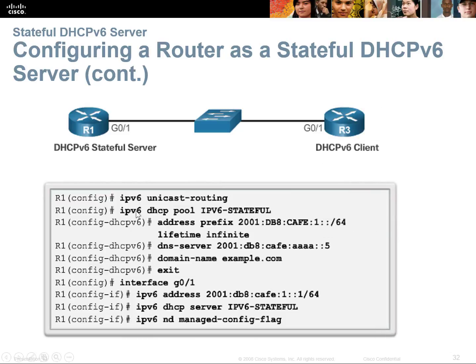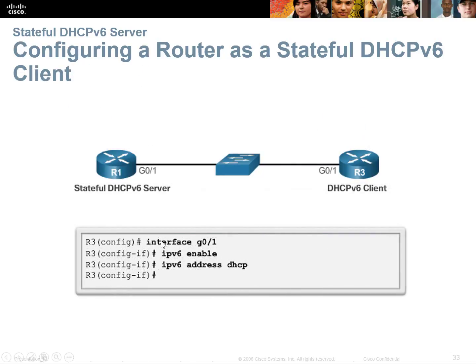Continuing on, you would just tell it IPv6 unicast routing again, then the IPv6 pool, and it's going to be either stateful or stateless depending on which one you're doing. The addressing, of course, the name, the .com, the interface, stateful, and the flag again. So this is just programming. I don't expect you to actually memorize this. Like I said, you will do this in the lab, but it's not crucial that you know exactly the commands that you see here.